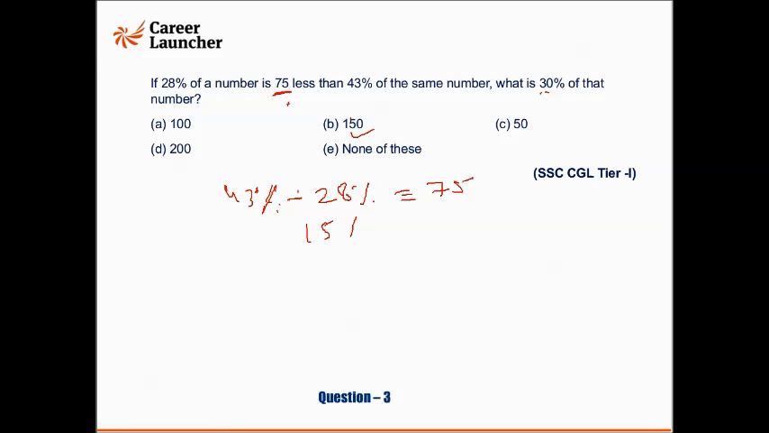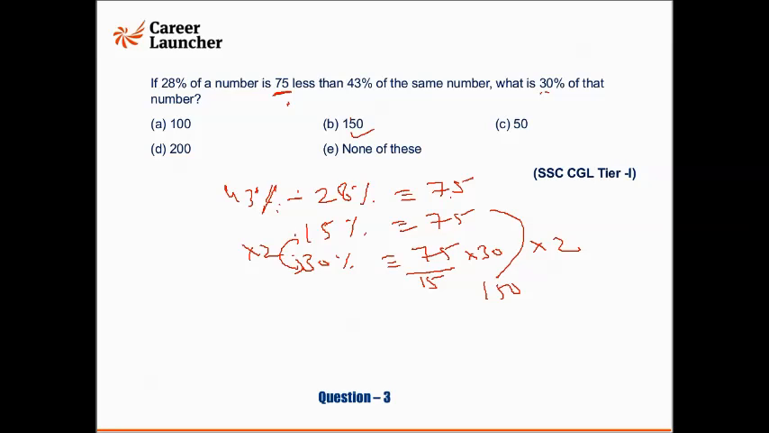So 15% is equivalent to 75. Now we have to calculate the 30% value. The conventional method says that you do it this way: 75 divided by 15, then multiplied by 30. But you don't need to do this. You just see that 30% is twice of 15%. So here also you multiply 75 by 2 and you will get 150 as your answer. So that will save your time.